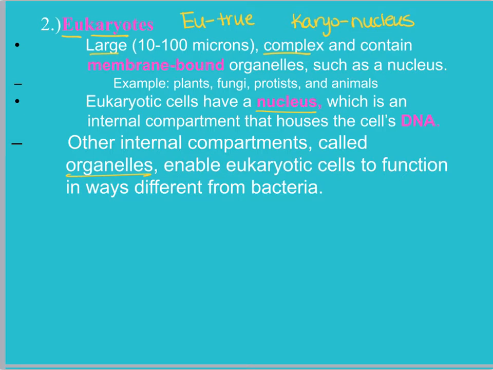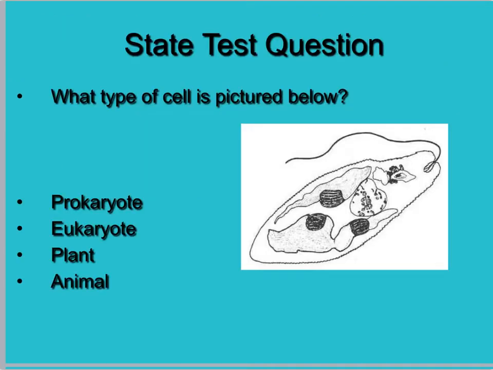So, again, your eukaryotic cells have a true nucleus, and that is where the DNA can be found. There are other internal compartments, so the insides of the cell are called organelles. Each organelle has a different function, and those organelles allow eukaryotic cells to have a different function than prokaryotic bacteria cells. So, here's a question for you.